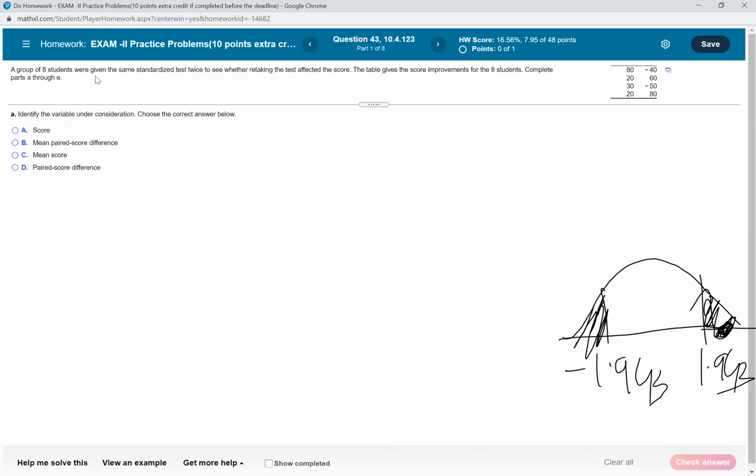A group of 80 students were given the same standardized test twice to see whether retaking the test affected the score. So this is also a paired sample, right? Because the tests were given to the same student, so this is a dependent sample. The table gives the score improvements for 80 students. Complete parts A through E. So here the variable is score, right?